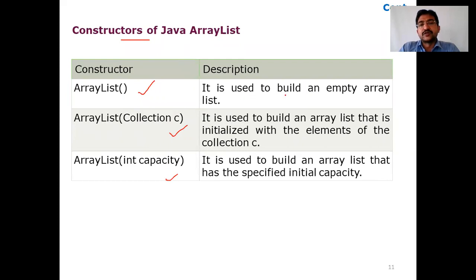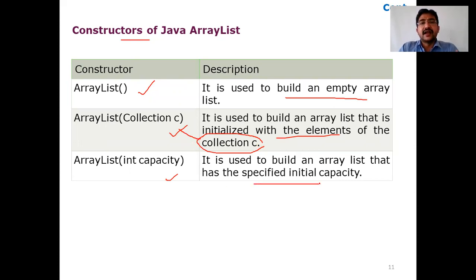Now array list is used to build an empty array list. This is an empty constructor. Collection C is used to build an array list that is initialized with the elements of the collection C. With the elements of collection C in the sense what? It will create an array list, whatever the collection you want, string collection, integer collection, float collection, double collection, whichever collection you want, that array list will be initialized with the elements of that collection C.